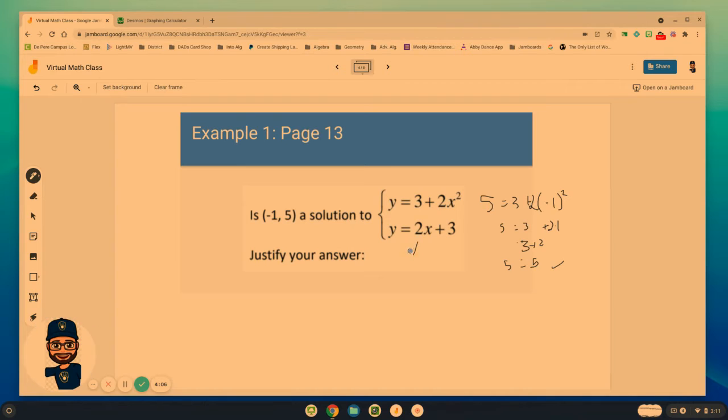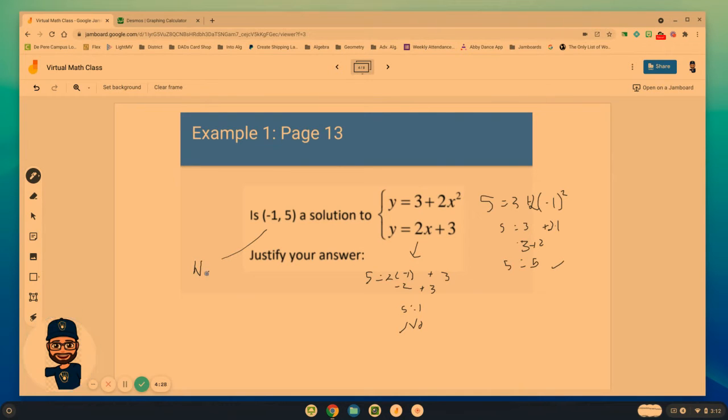So we've still got to check the second equation. Does 5 equal 2 times -1 plus 3? -2 times 1 is -2. -2 plus 3 is 1. Does that equal 5? No. So it worked in the first one, but it didn't work in the second one.